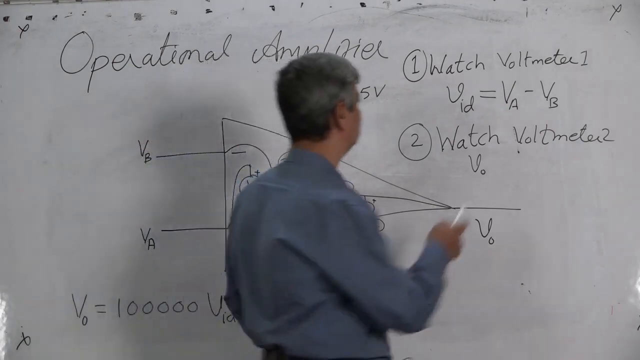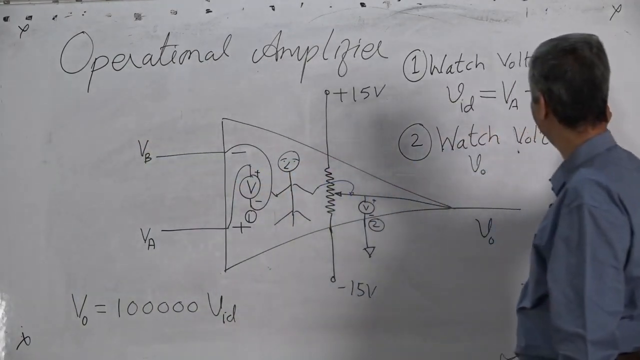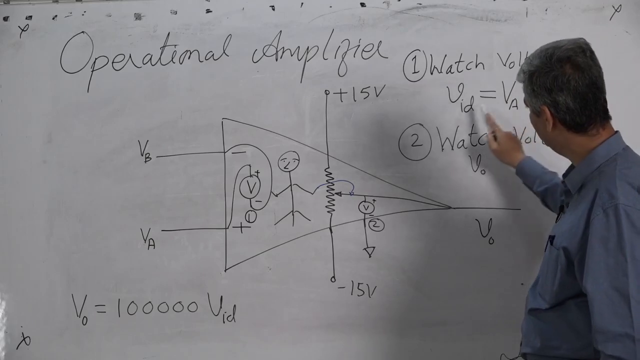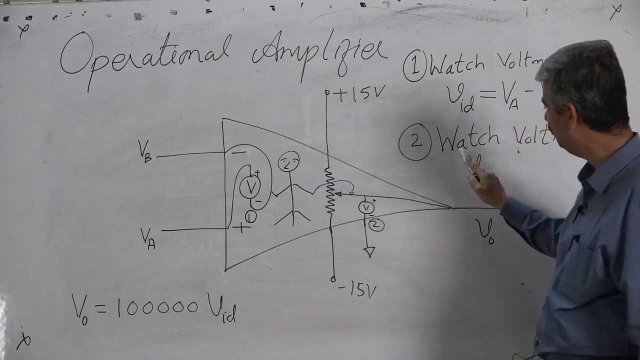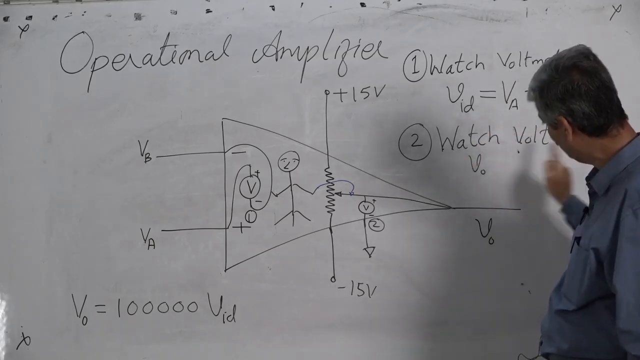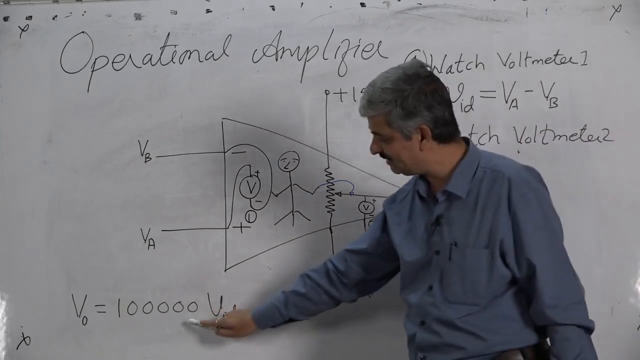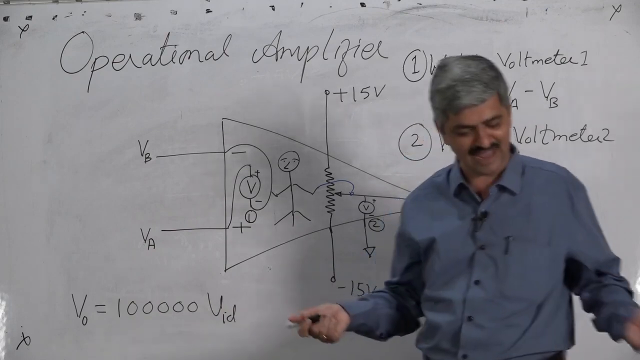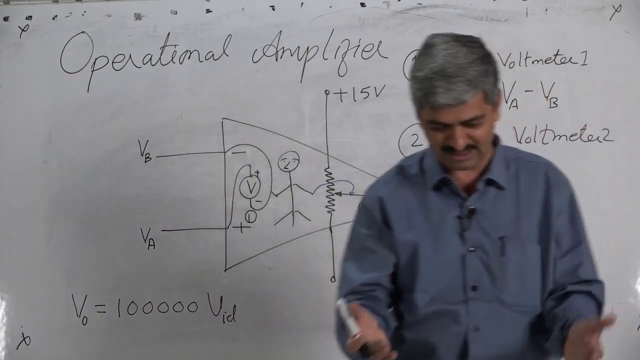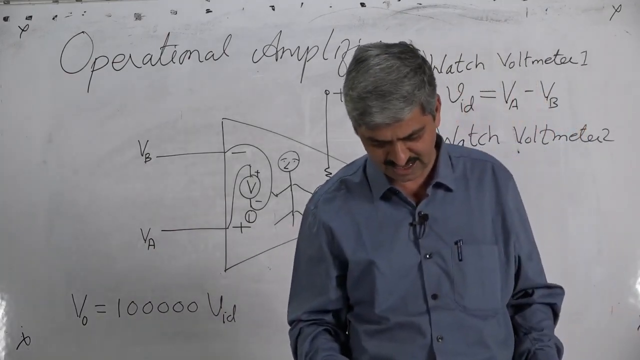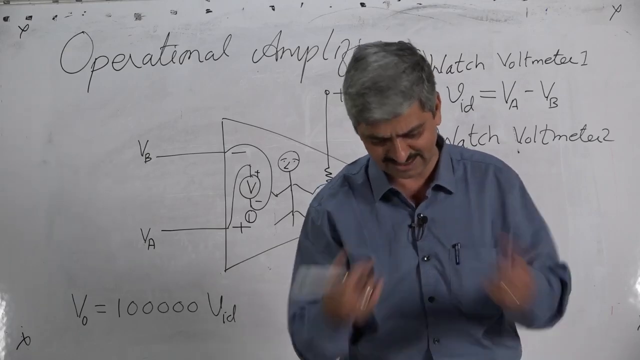Step 1, watch voltmeter 1, VID. Step 2, watch voltmeter 2, current VO. Then see whether VO is already as expected. It may be accidental, like a student who gets a question paper and accidentally writes something which may prove to be correct.